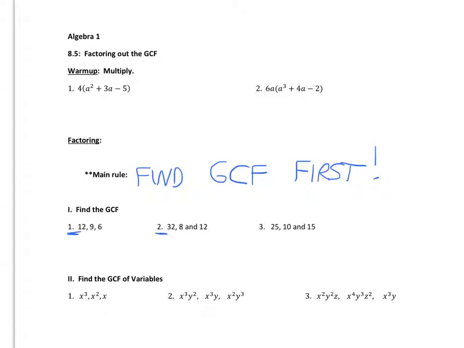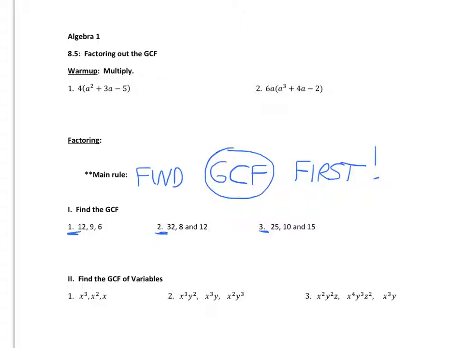These ones where it has find the GCF of numbers. Here's the main rule. Whenever it tells you to factor, you always want to find this first, the GCF. Okay, GCF, as probably many of you know, stands for greatest common factor. Now, factors are all the numbers that go into a certain number evenly.